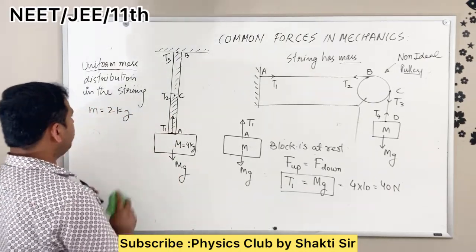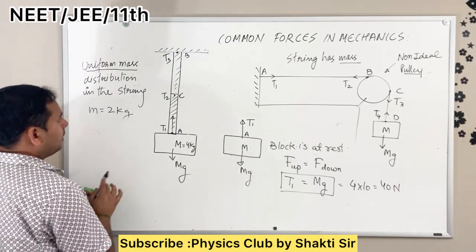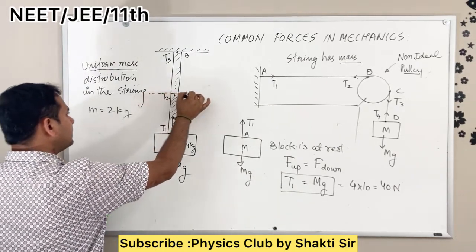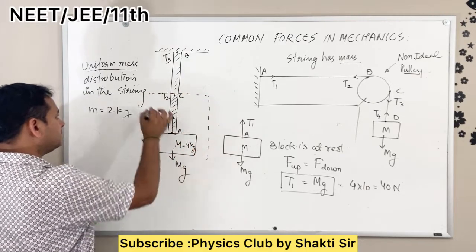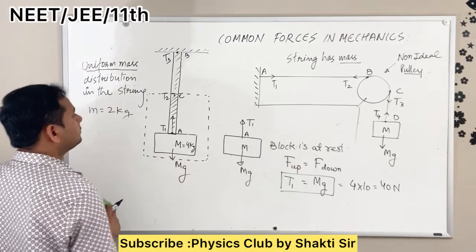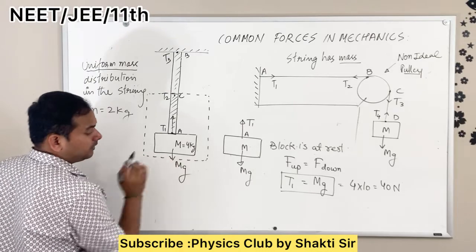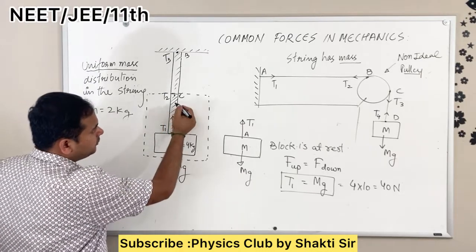Calculate T2. How to calculate T2? For T2, I am going to take this as the system. So in this system, what is the value of the mass? 4 kg is the block mass and 1 kg is due to the string.